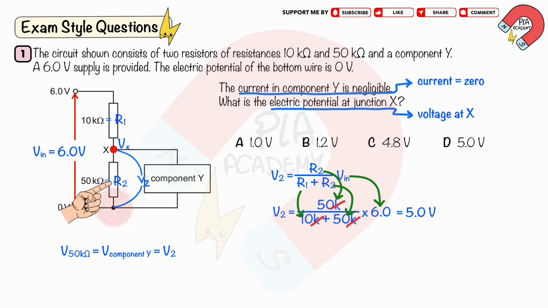We give this point as A, voltage at A equals 0. The PD V2 across R2 equals voltage at X minus voltage at A. And the voltage at X equals V2 plus VA equals 5.0 plus 0, which is equal to 5.0 volts. So, D is correct.